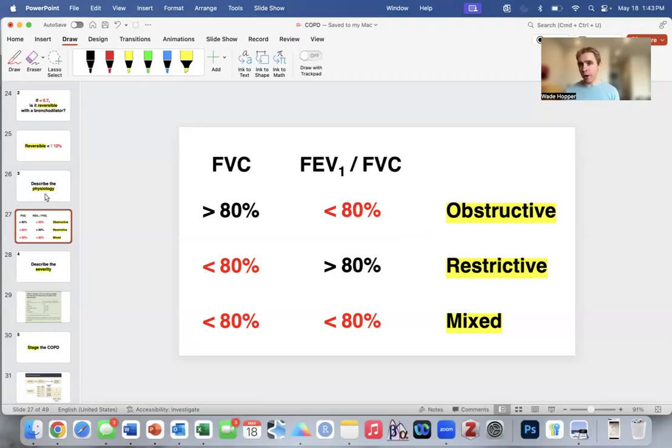So your FEV1, or your expiratory flow in 1 second, should remain normal, robust in a purely restrictive physiology. But in a mixed physiology, which is probably the most common, most people with lung conditions have a mixed spirometry deficit, then both your FVC and your ratio are going to be less than 80%. So when you write up your report, you're going to say the patient has mixed lung physiology based on FVC and ratio, both less than 80%.